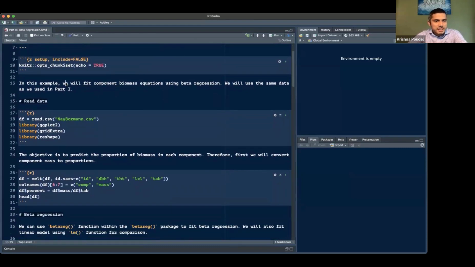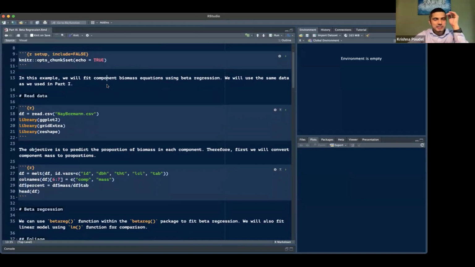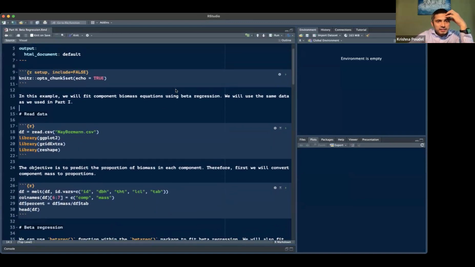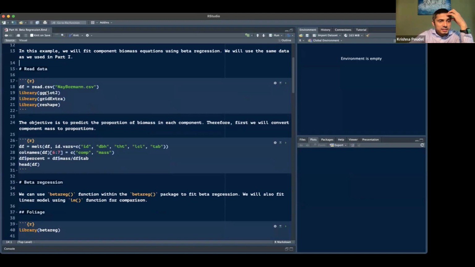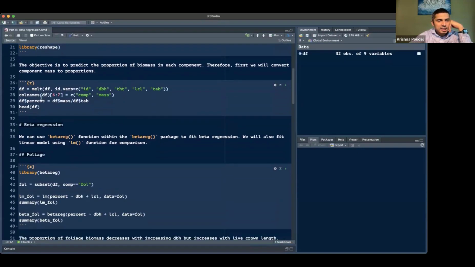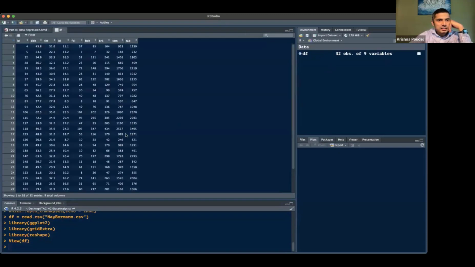Instead of actual mass in kilograms, we'll be using percentage, okay? And let's read the data. For this, I actually don't need this reshape function. I don't need to modify the data the way I did before, but this is another way of modifying your data. So basically, I'm reading data, loading these R packages here.